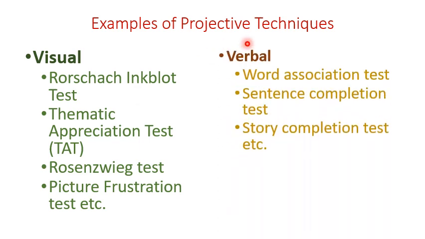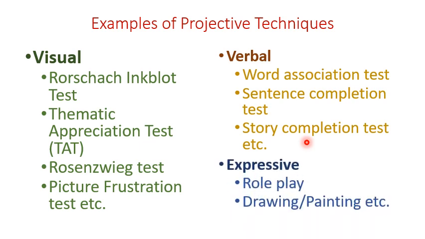Then examples of verbal projective techniques: word association test, sentence completion test, story completion test, etc. For example, in story completion test, the first part of a story is given and the respondent is asked to complete the story through imagination. Then expressive techniques: role play, drawing, painting, etc. are the examples of expressive projective techniques.